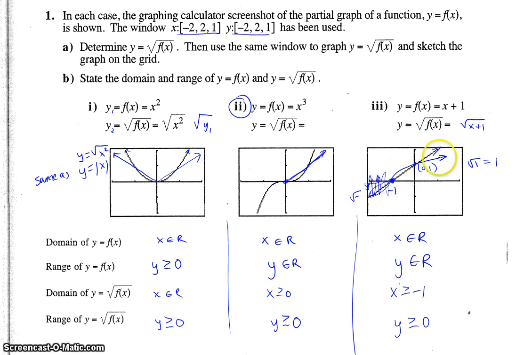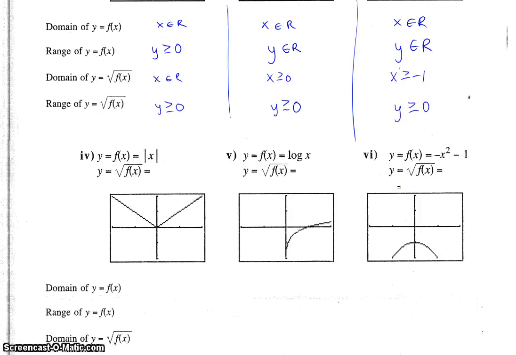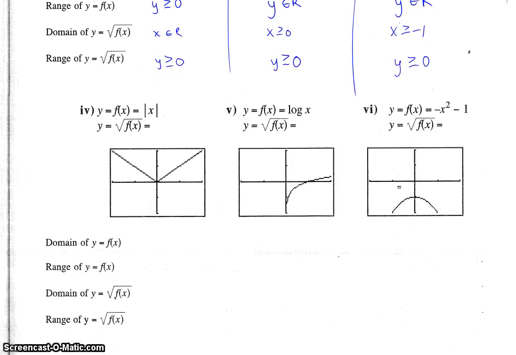Okay, so our domain would be x greater than or equal to negative 1, and y still greater than or equal to 0. You might want to think about, can we ever get a negative value for y? Because can we square root something and get a negative value? I don't think so.